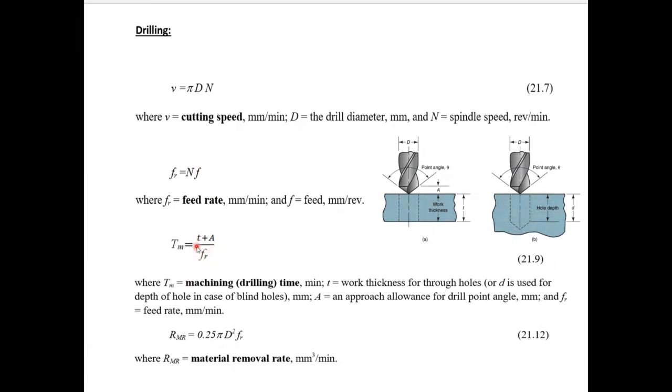The distance to be traveled by the tip of the cutting tool is T, that is the thickness of the workpiece material, plus A, that is considered here for the point angle of the cutting tool. As you can see, this much distance, that is A, is to be traveled until the full diameter of the hole is reached. And then the cutting tool has to travel all the thickness in order to produce a through hole. In case of a blind hole, we have to consider the depth of hole D plus this much allowance in order to achieve the desired depth of cut.